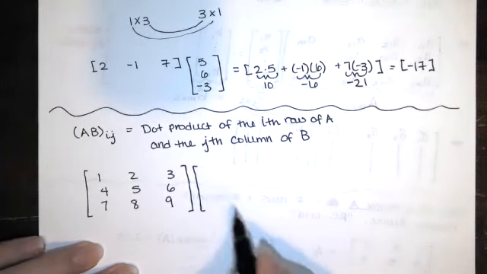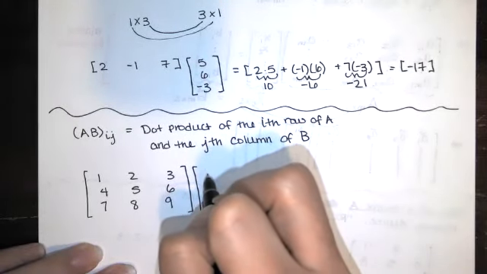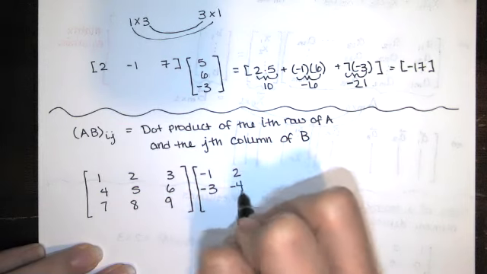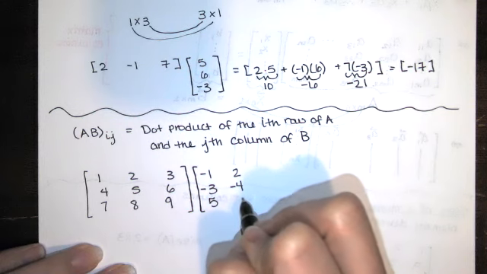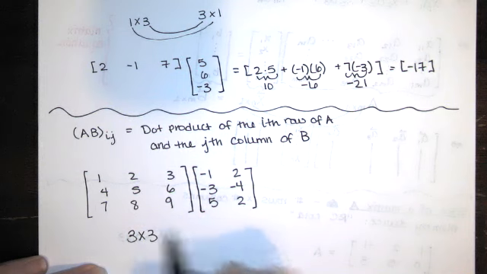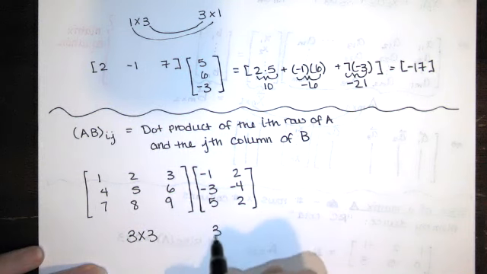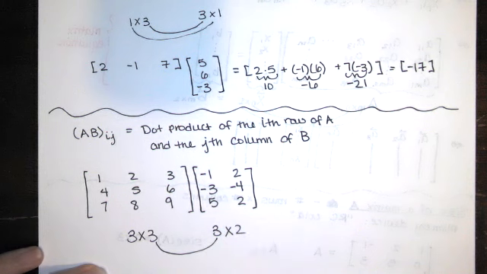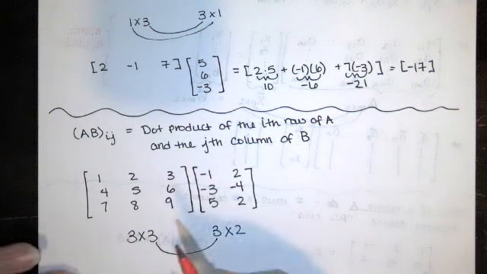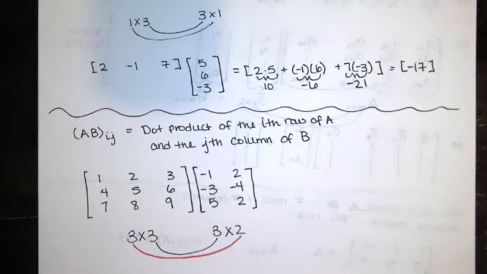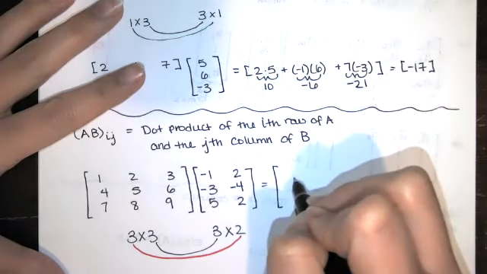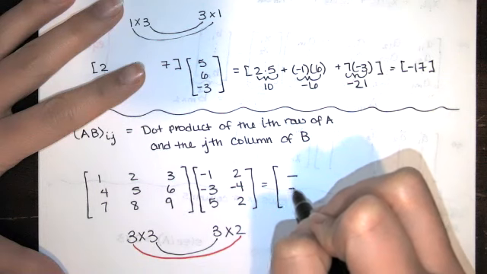And I'm going to make this a little bit different now. Let's say that this is a negative 1, 2, negative 3, negative 4, 5, and 2 again. This is a 3 by 3 matrix. This has 3 rows and 2 columns. Since these match, we can multiply them. And the resulting matrix is a 3 by 2 matrix. So we're going to have 3 rows and 2 columns.